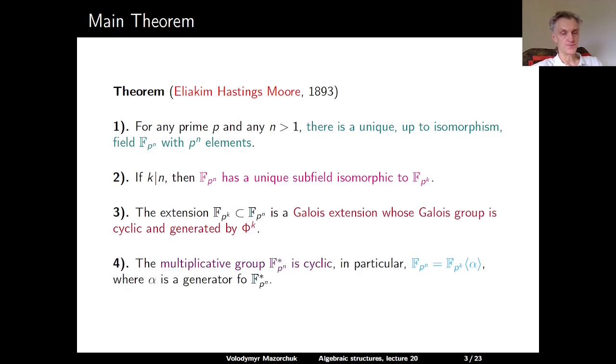And claim 4. The multiplicative group F_{p^n}^* is cyclic. In particular, the field F sub p to the power n is equal to the field which is obtained from F sub p to the power k by joining any generator alpha of this multiplicative group.